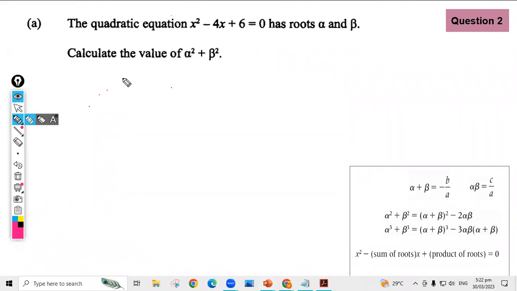All right, so we have x squared minus 4x plus 6, and of course, it's equal to 0. So according to this, alpha plus beta is equal to minus b on a. Whoever is touching the x, provided that the number touching x squared is 1, that will be b on a. And whoever has no x attached to it is c on a.